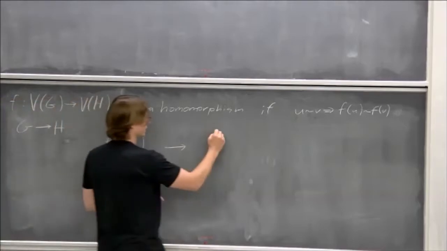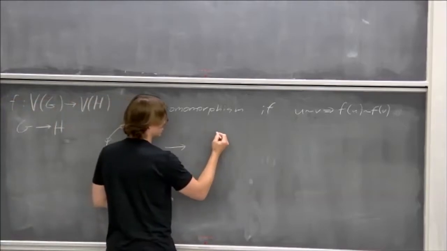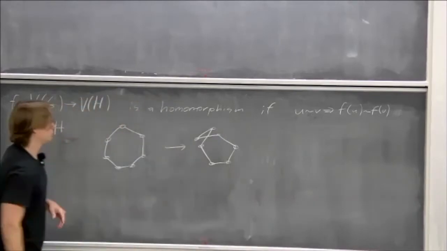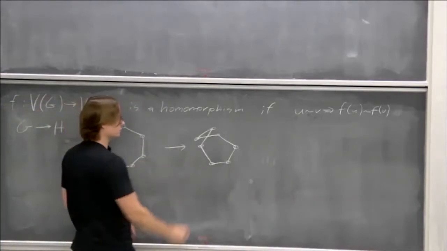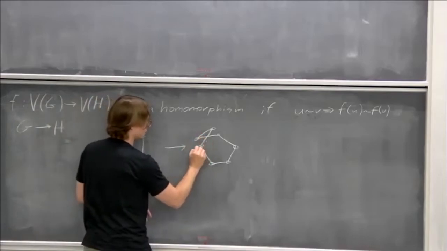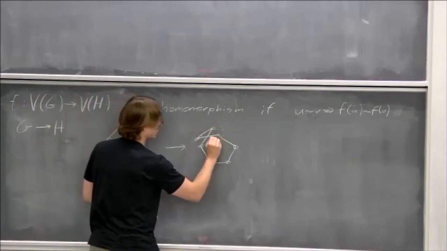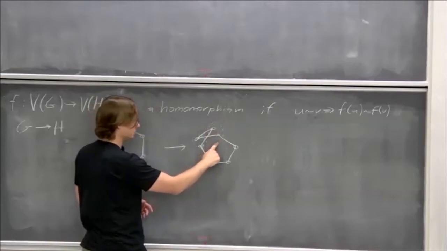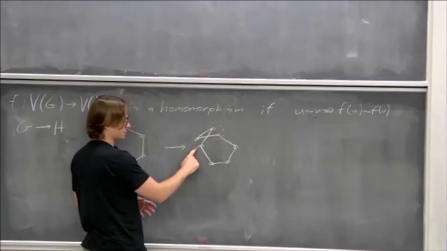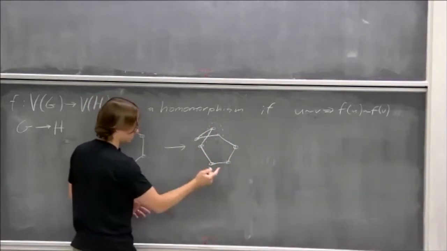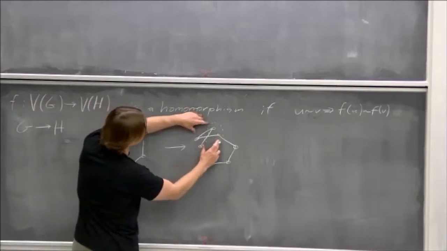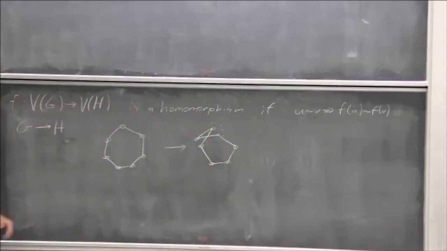I'm just going to redraw the graph, but in a way where the homomorphism is evident. Here we have, it's still a 7-cycle, and I can imagine that these two vertices get mapped to a single vertex in a 5-cycle, and these two vertices get mapped to a single vertex in a 5-cycle. And then these all get mapped to a single vertex in the 5-cycle. So we're collapsing this path of length 3 down to a single edge.